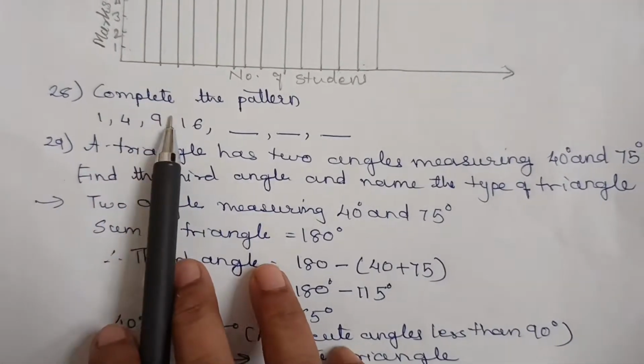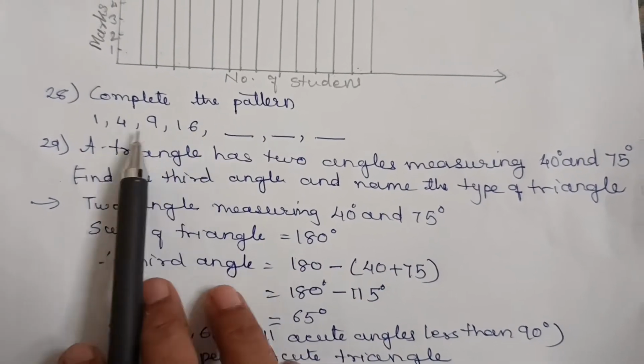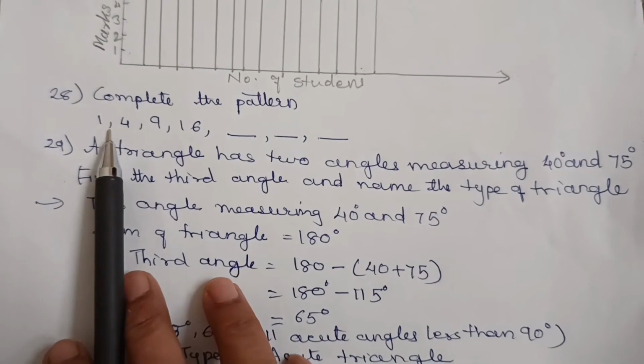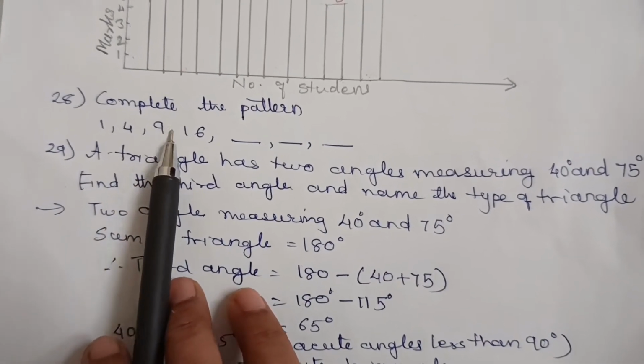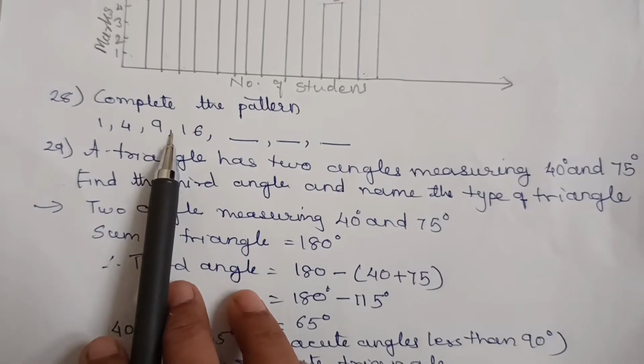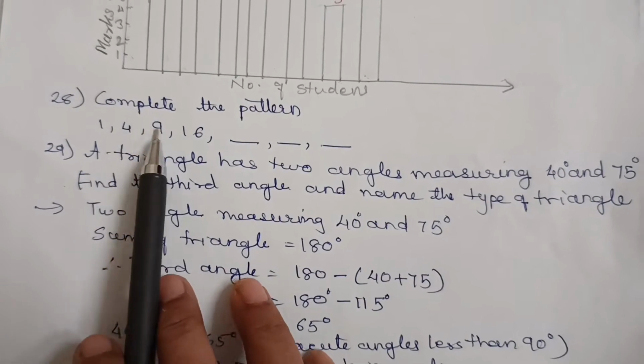Question number 28. Complete the pattern 1, 4, 9 and 16. Here the difference is of 3 digits. Here 5, 6, 7, 8, 4 digits. 9, 10, 11, 12, 13, 14, 15, 6 digits. So it goes on increasing as 2, 4, 6.